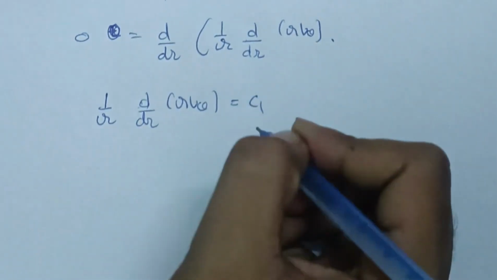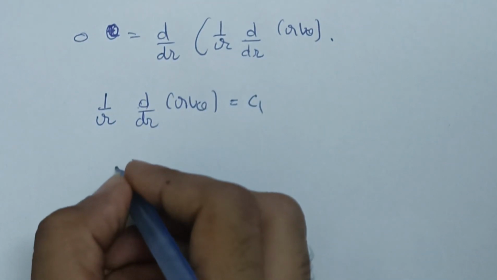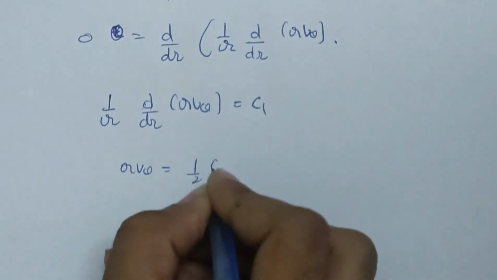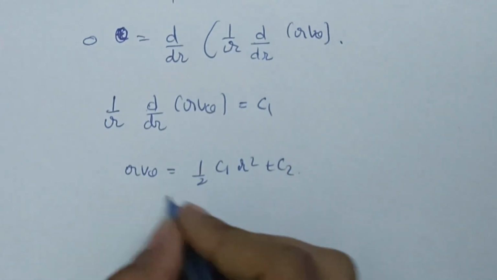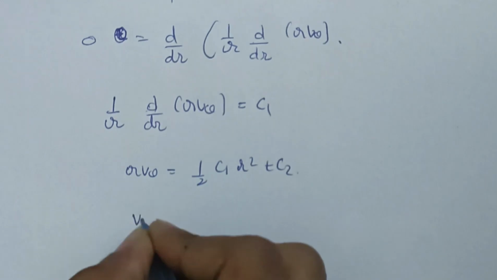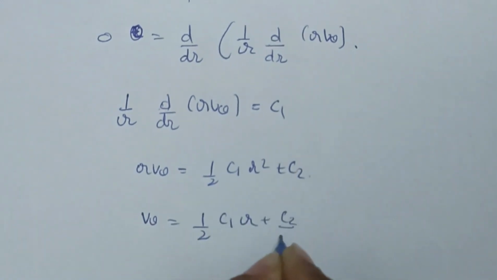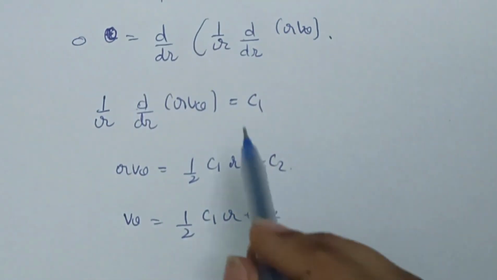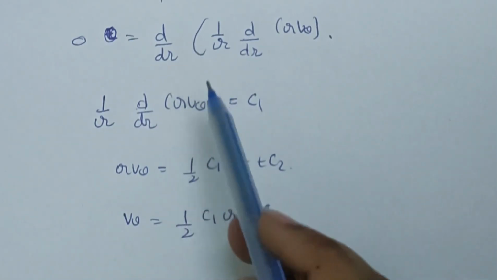By integrating again, we will get r v theta equal to half c1 r square plus c2. Dividing this whole equation by r, we will get v theta equal to half c1 r plus c2 by r. So this is the equation we have got by integrating our theta component, which we deduced from the Navier-Stokes equation.